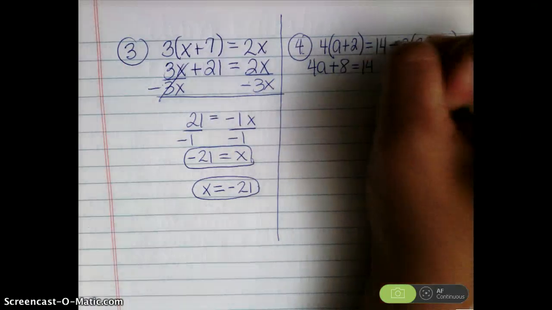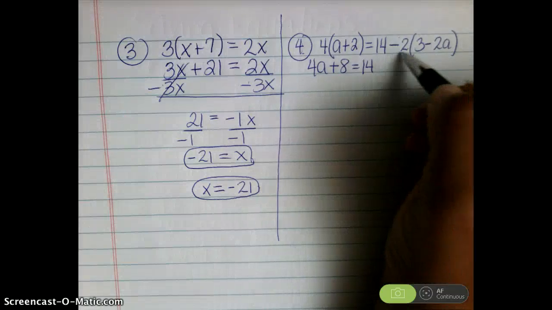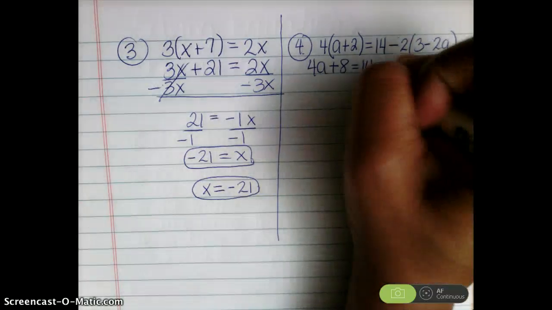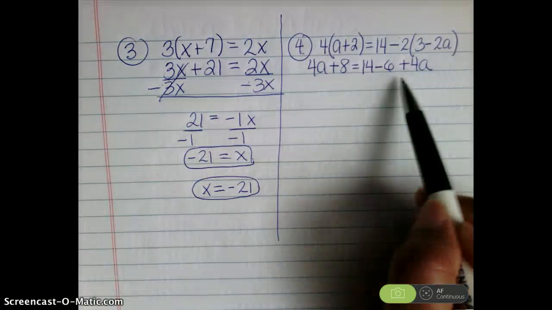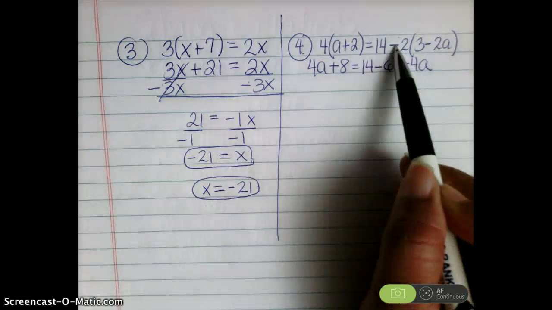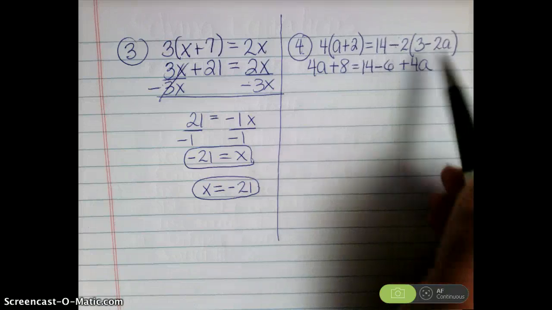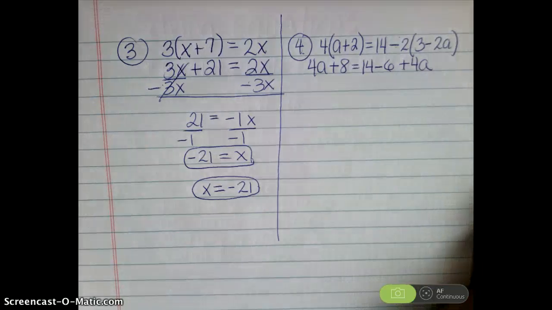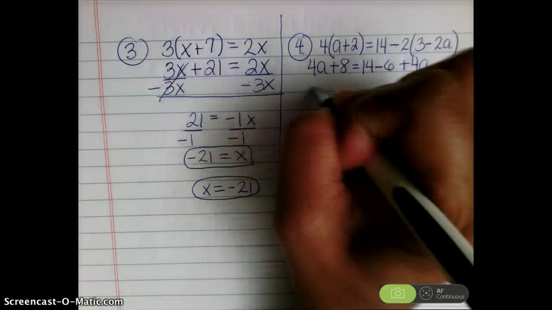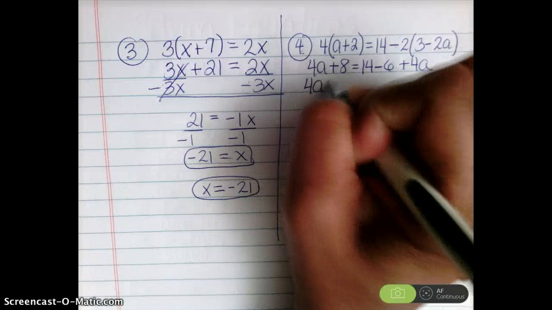Here you're going to distribute a negative 2 because this 2 has a subtraction sign in front of it. So it's negative 6 plus 4a. This is plus 4a because a negative 2 times a negative 2a gives you a positive 4a. Here, combine your like terms that are on the same side.